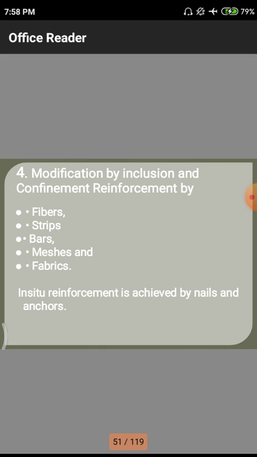Next, we need to focus on modification by inclusion or confinement of reinforcement. This reinforcement is mainly used in a particular mechanism to strengthen the soils and others. Normally reinforcement is used to distribute the stresses developed in a particular body, so that it will be a crack free structure.